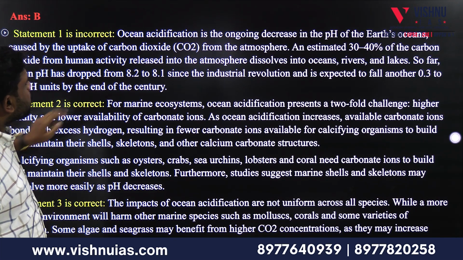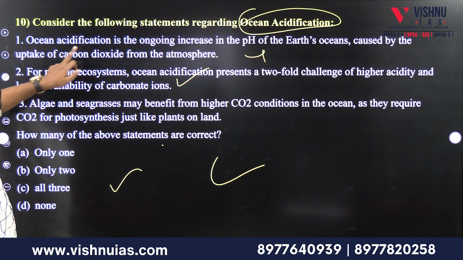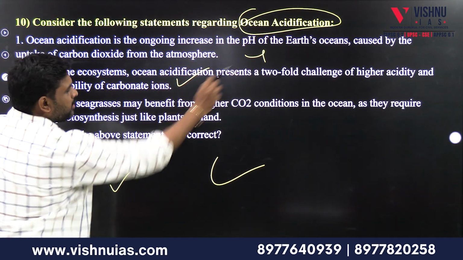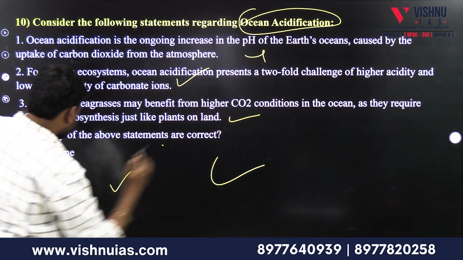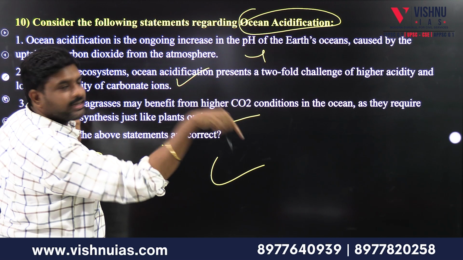First one. Ocean acidification is ongoing decrease in the pH, correct? Is it ongoing increase? So how many are wrong? Correct. So it is B. It is not ongoing increase, it is decrease, correct.